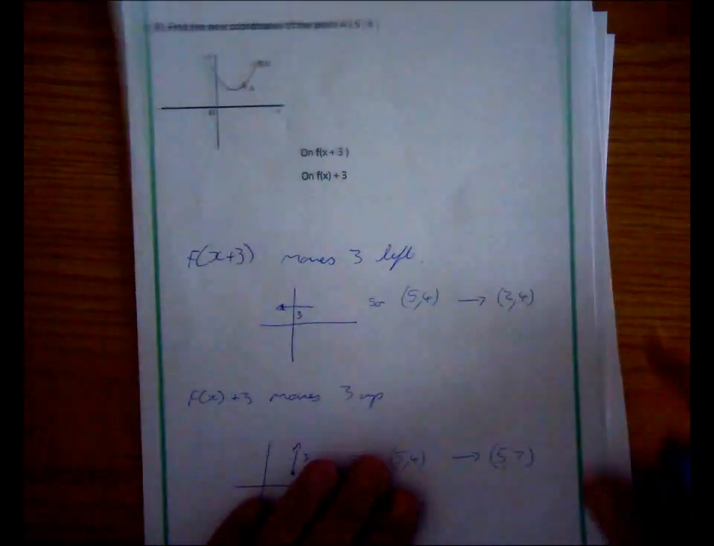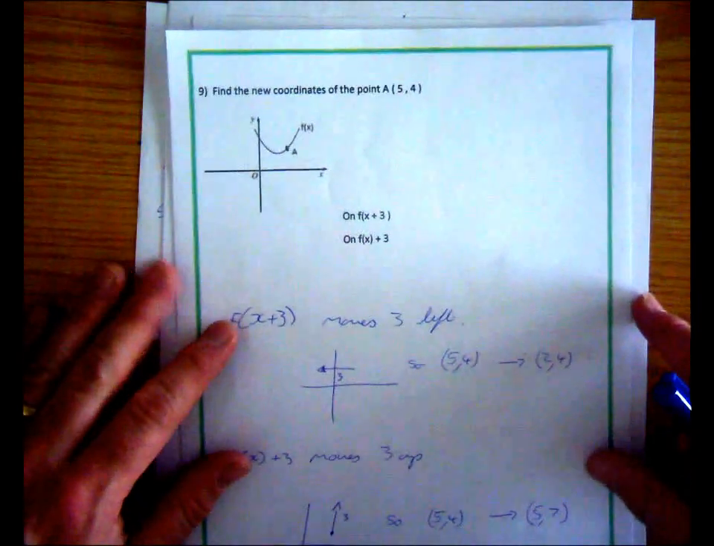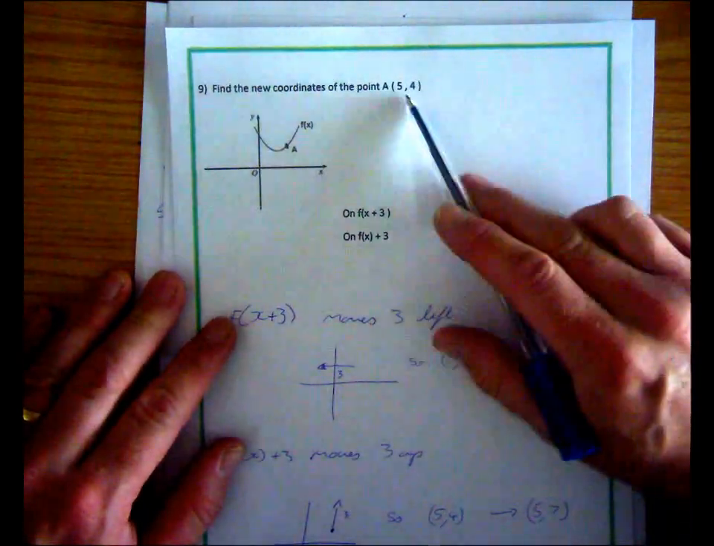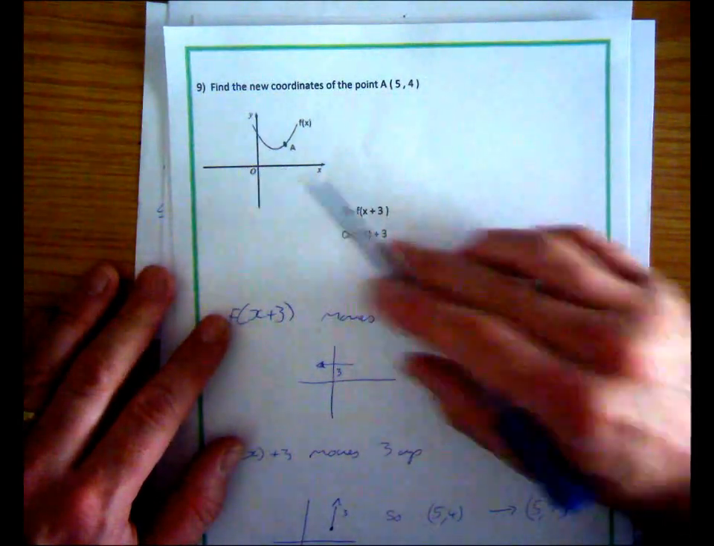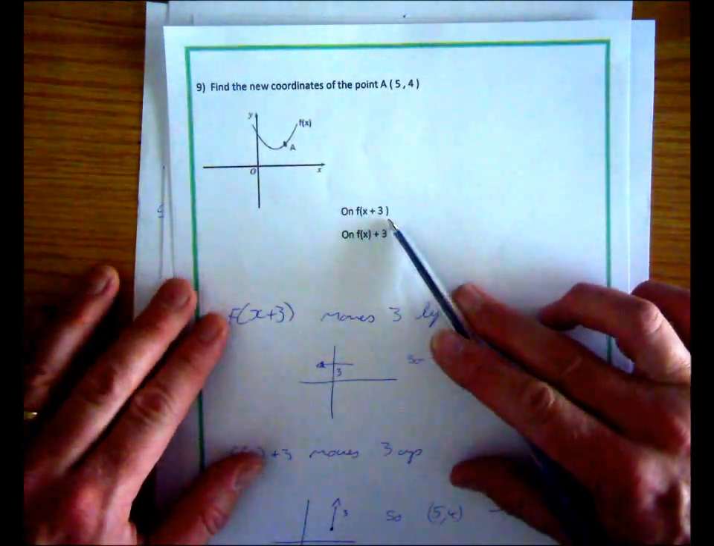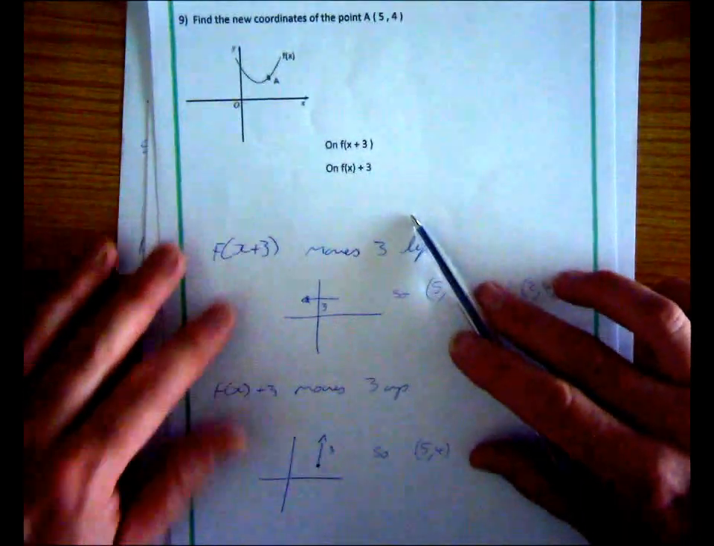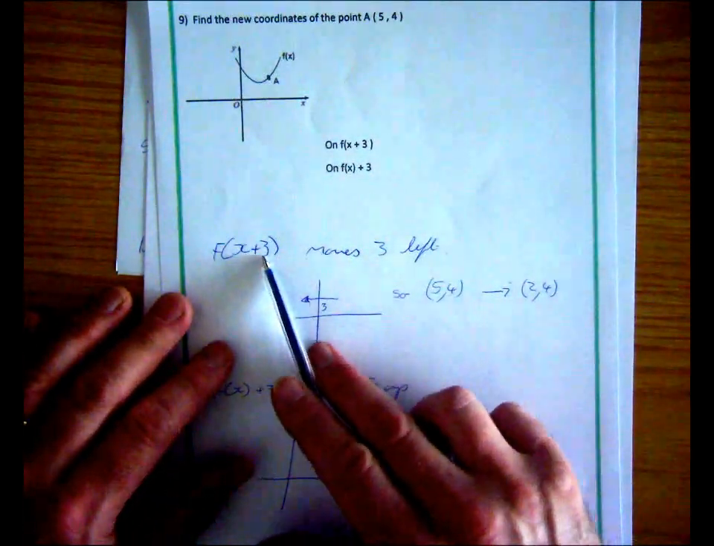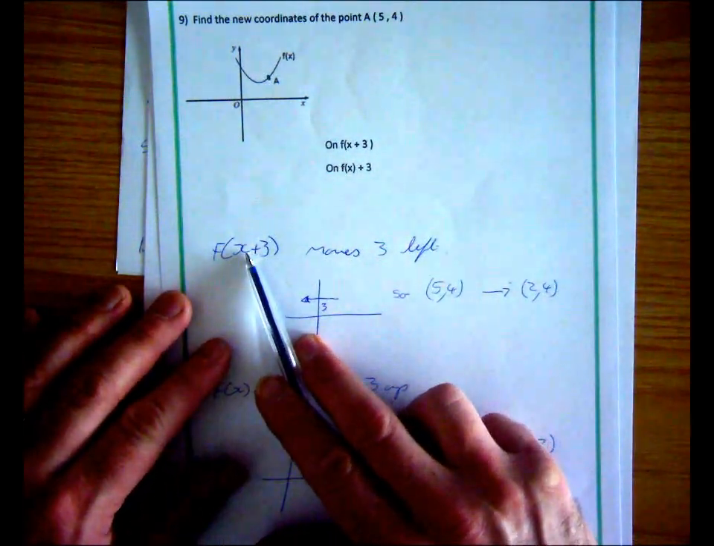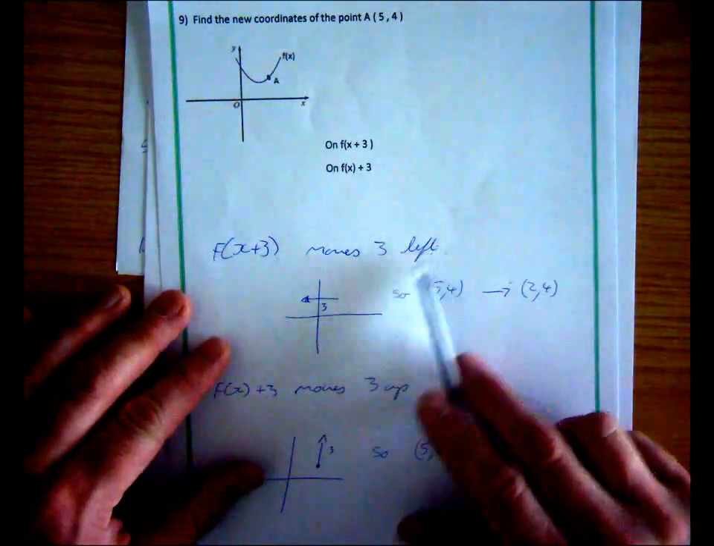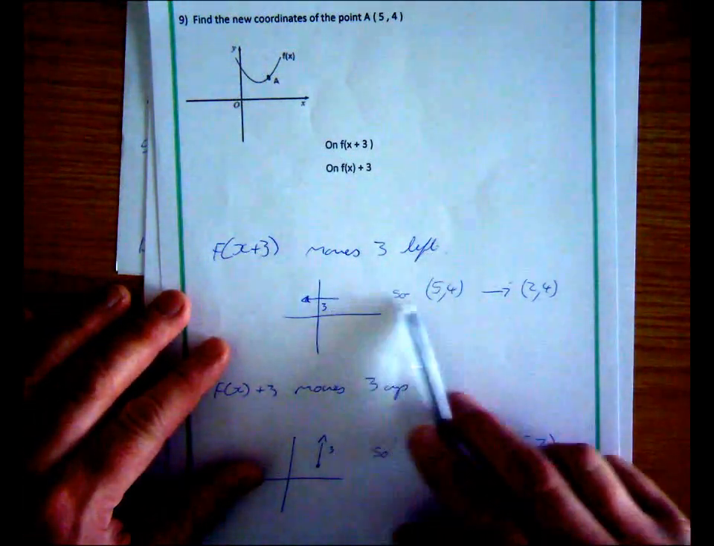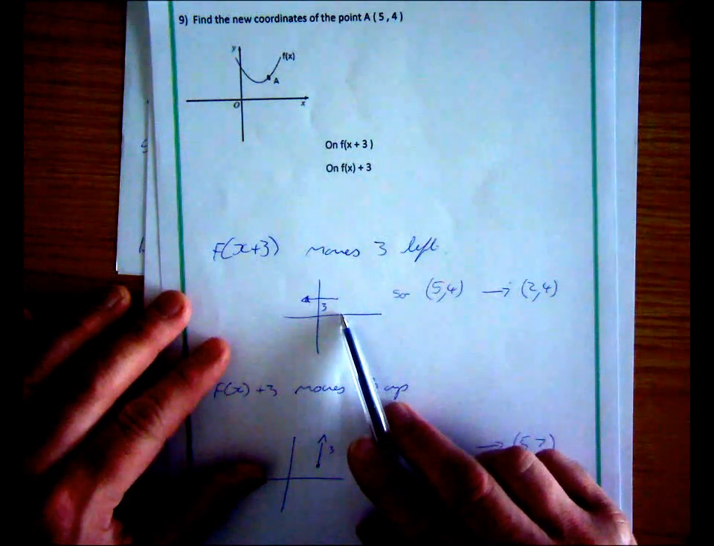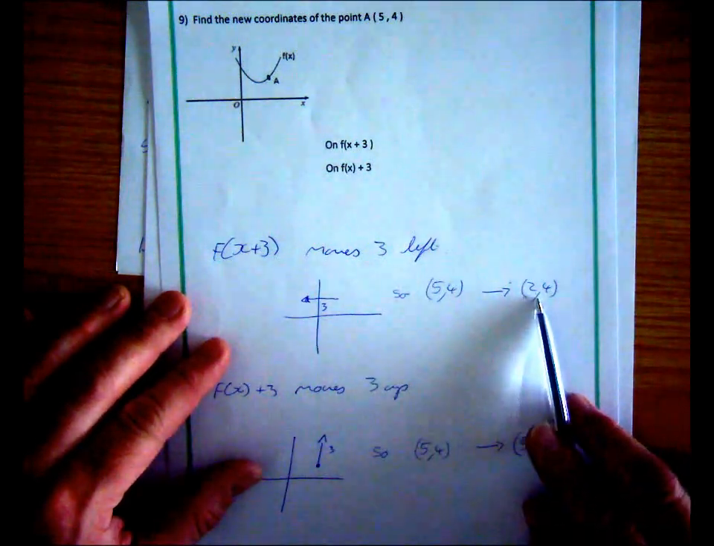Question 9. I've given a curve and it's given a point 5, 4. F of x plus 3. If we add 3 onto the x in the function, it moves it 3 left. So if that point was 5 along and 4 up, it's actually going to move back left, so it's going to go to 2, 4.